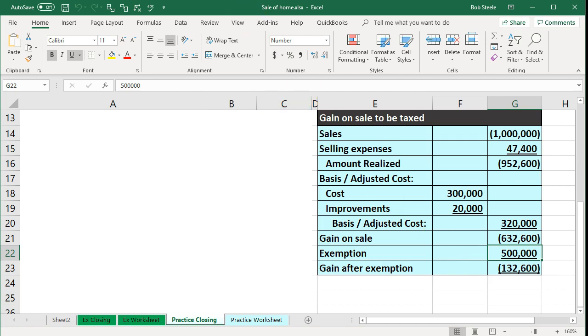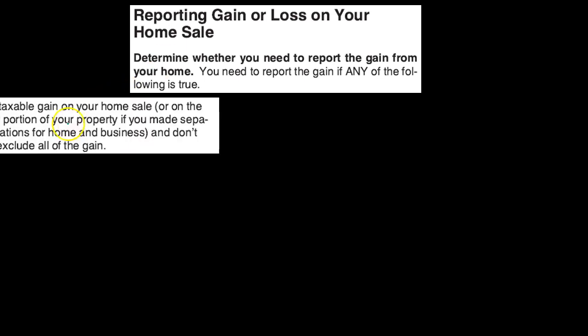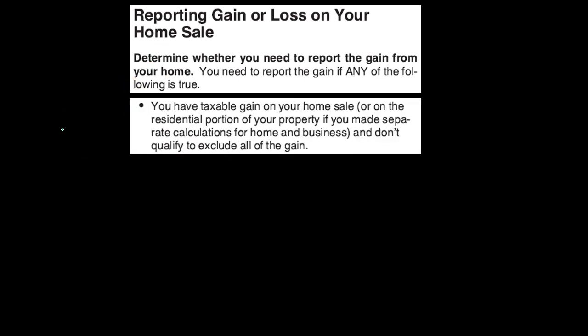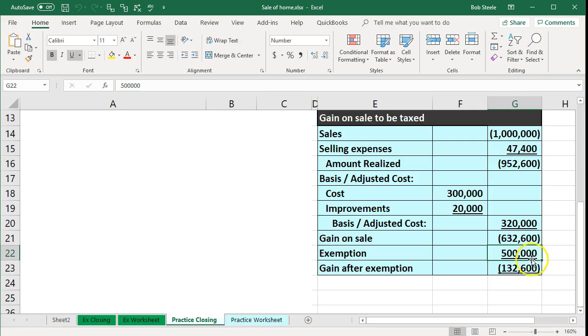Or when do you have to put it on the return? What if we had a loss or something like that? Or in different circumstances, what do we have to report on the return? Back to the text. You have taxable gain on your home sale or on the residential portion of your property if you made separate calculations for home and business and didn't qualify to exclude all the gain. So obviously in this case, we only qualified to exclude some of the gain, and there was still some gain that didn't qualify. In other words, the gain was greater than the exemption amount, and that would mean we'd have to pay tax. So of course we'd have to report it so that we can pay tax on it.